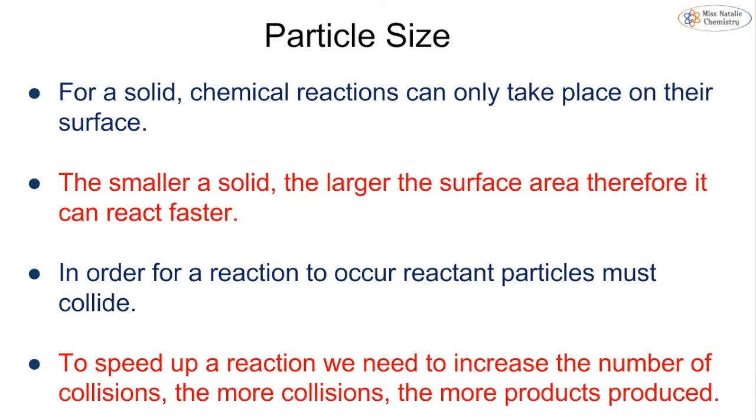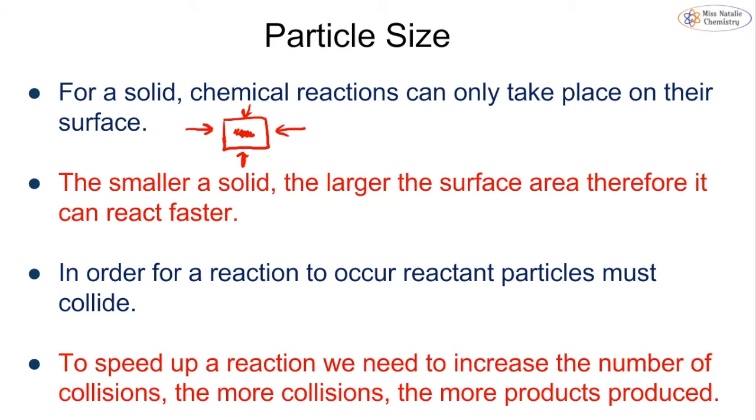So let's start off with particle size. When we have any solid, our chemical reactions can only take place at the surface. So if you have a block like this, my chemical reactions can happen at the surface here, but all this part in the center remains unreacted. So the smaller we make a solid, the larger our surface area is going to be. So we are increasing the surface that the reaction can take place at by making the particle size smaller.